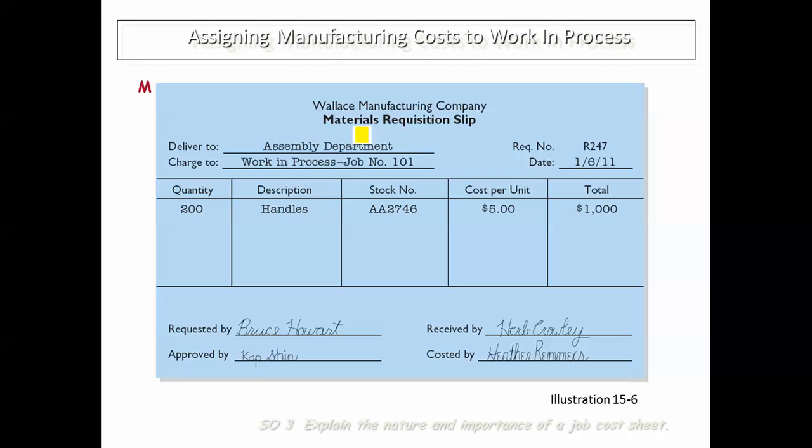So here's a material requisition slip. The assembly department, job number 101, date, and so on. Quantity, handles, stock number, 500, 500 times 200, $5 times 200, $1,000. This is the guy who asked for it, requisitioned by, received by, costed by.